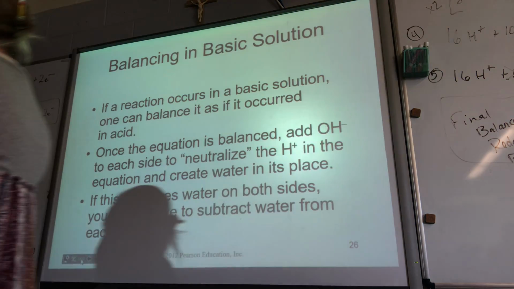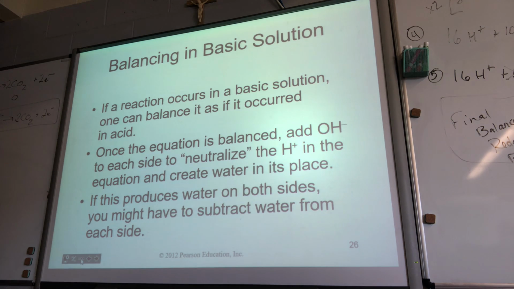A few slightly different things. Instead of having H plus ions present, we have to balance out those with hydroxide ions, because in basic solutions, we don't have a lot of hydrogen protons. We have OH instead. So what we have to do at some point after we add H plus is to neutralize it by adding OH to both sides of the reaction.